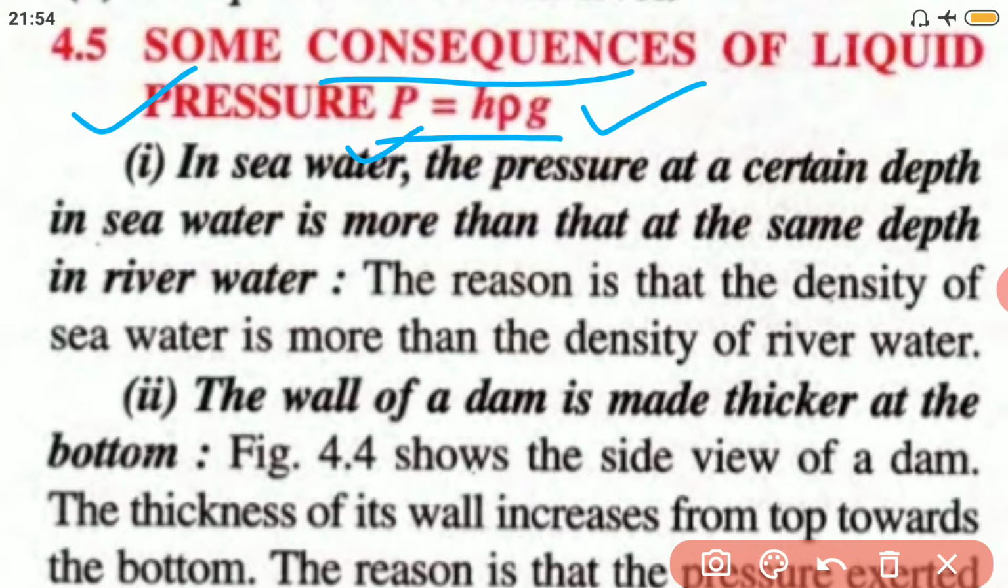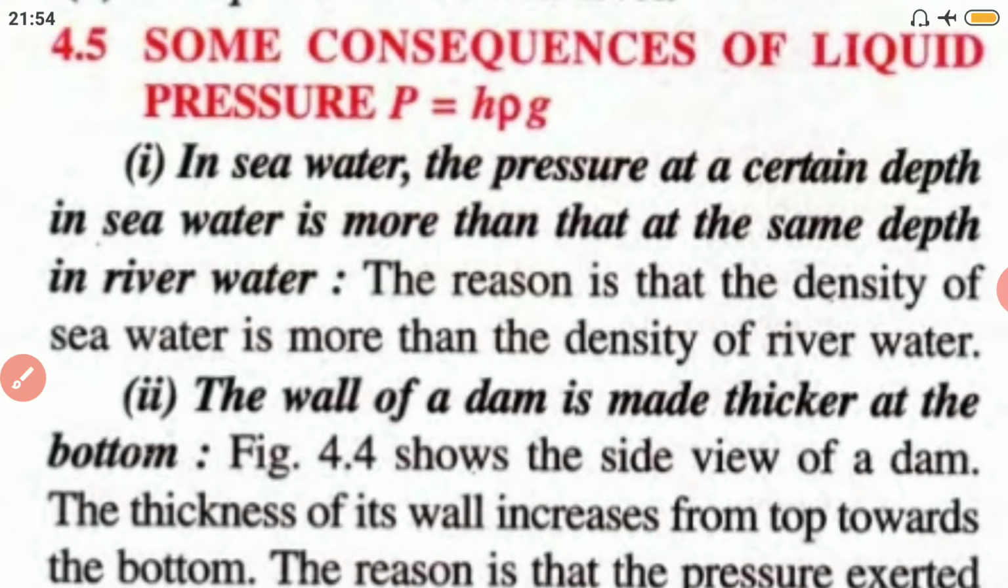Number one, the pressure at a certain depth in seawater is more than that at the same depth in river water. The reason is that the density of seawater is more than the density of river water. Let me try to explain this.